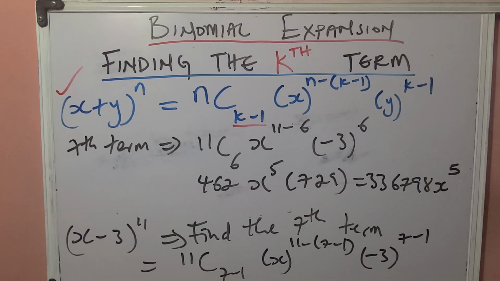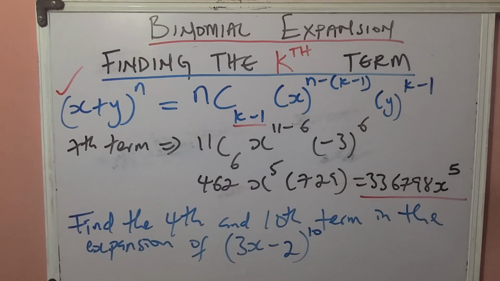Now we can see how easy it is to find a particular term in a binomial expansion. The other tedious route you could have taken would have been to expand the whole expansion, find all of the terms, and then count to the seventh term, which would take a whole lot of your time. But this particular way is a very simple trick in solving these questions. So let's see some other examples.